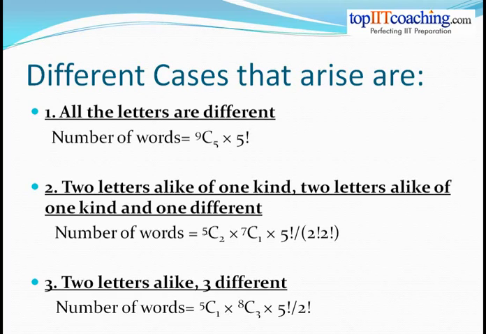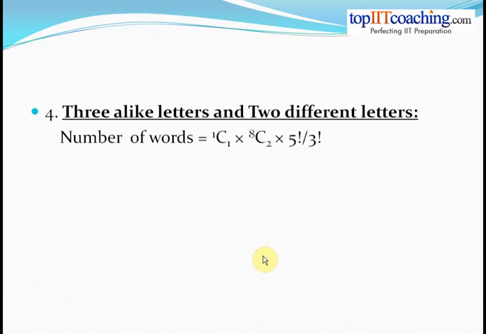Now the fourth case, 3 alike letters and 2 different letters. It is somewhat of the form AAA, B, C. Here there are 3 alike letters and 2 different letters. Now the total number of such words is equal to 1C1 into 8C2 into 5 factorial by 3 factorial. Why? Because we only know that there are 3 I's that occur in differentiation and no other letter occurs more than 2 times.